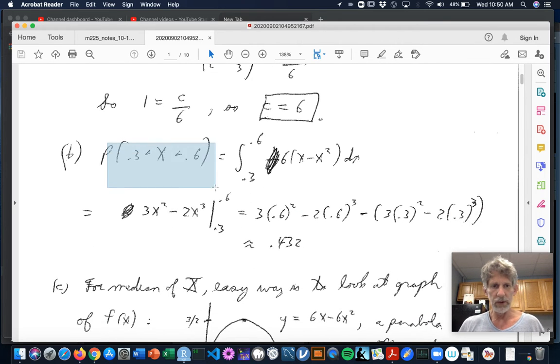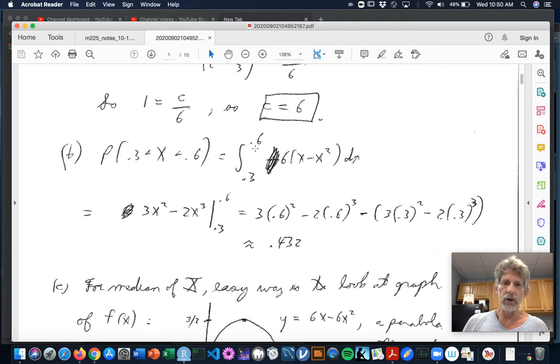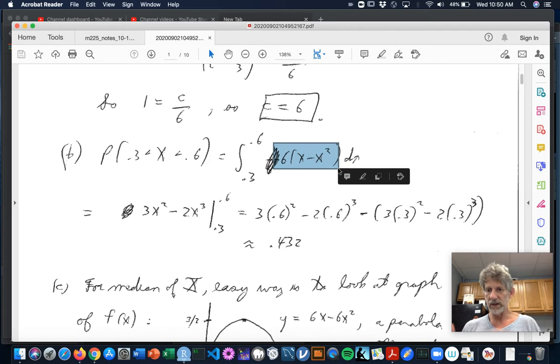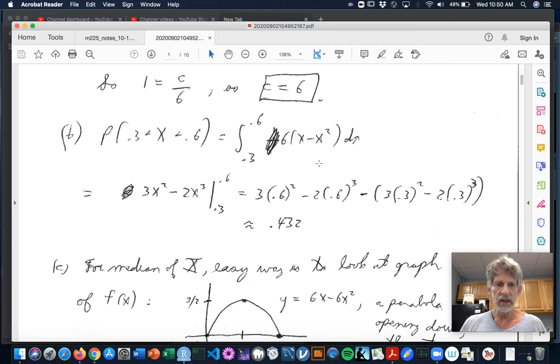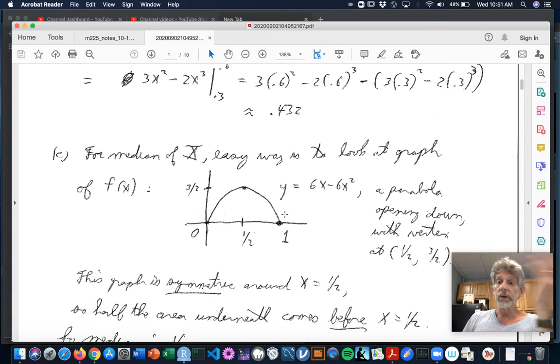If you need the probability that capital X is between 0.3 and 0.6, then you just integrate from 0.3 to 0.6. And over that range, the f of x is just the c times x minus x squared. And so it's pretty easy to get something that you could just leave like this, or you could put into a calculator and simplify to about 0.432. The third part of the problem is to find the median of x.